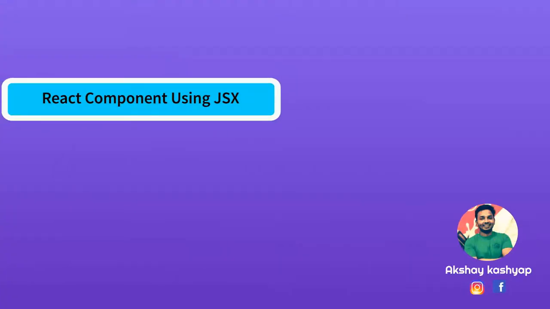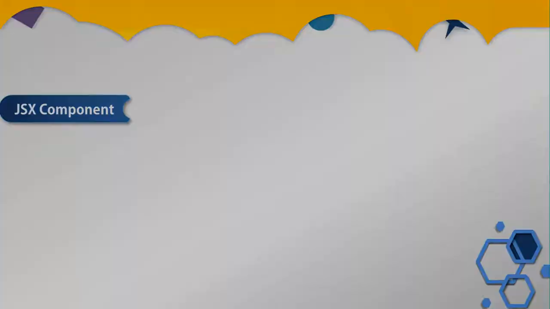In this lecture, we will understand how to create component using JSX. In the previous lectures, we had learned how to create React element using JSX. So the first thing we need to create a component class. In this component class, we will create React element. We already learned how to create React element using createElement method. But now I will show you how to use JSX to create a component, right?